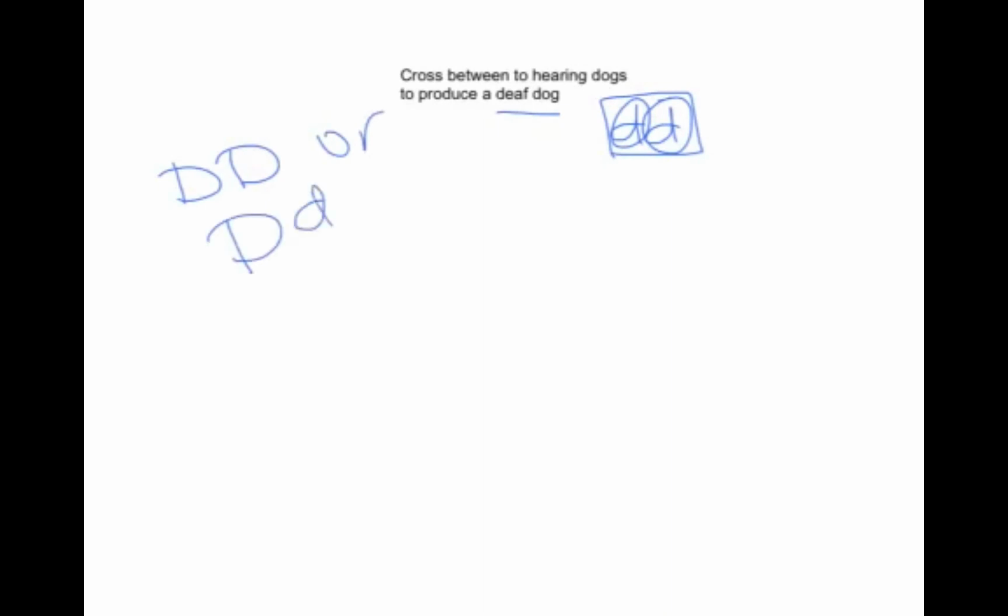Okay, the end of the question then asked us how we could produce a deaf dog between two hearing dogs. So we know that the deaf genotype is little d little d. So that is going to be one of the four genotypes that we have resulting, which means our parents need to have at least one of these recessive alleles. So our hearing dogs could either be big D big D, or big D little d. So if we want our little d's to show up in our future generations, we need to make sure that our parents have that gene.